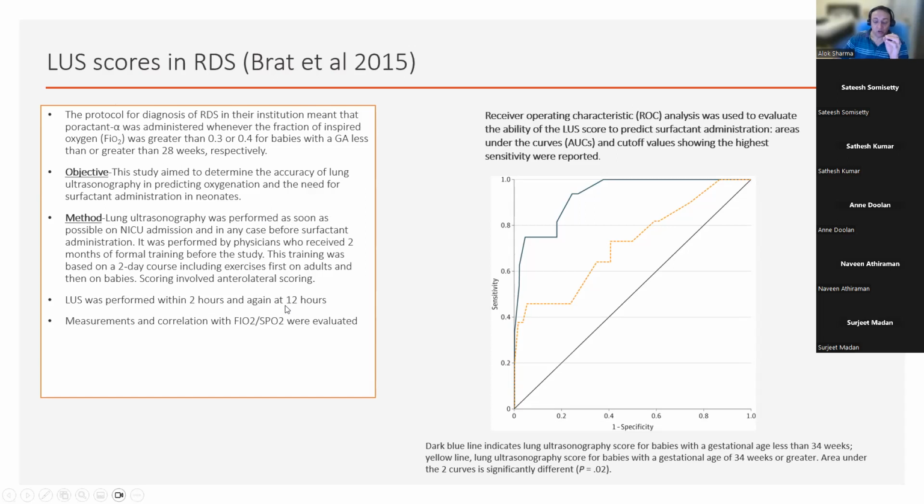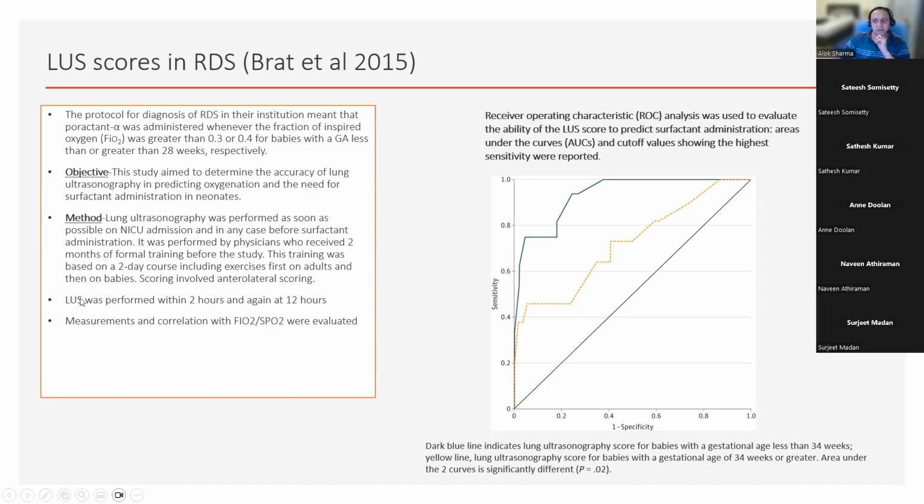Now, what is important, and coming back to Anne's point, it's crucial: these are people who were trained. This lung ultrasound was performed by a physician who'd had 2 months of formal training before the study. This training was based on a 2-day course, which I attended. And I can tell you that the learning curve for doing lung ultrasound is about 3 months. So doing and accurately interpreting lung ultrasound scores takes a little bit of a learning curve.